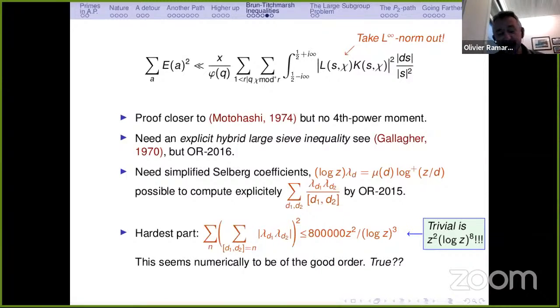But in fact, there's a simpler way. You can simply take the L infinity norm of L(s, chi) out, and then you're left with a square of a Dirichlet polynomial. And for that, you have the hybrid large sieve inequality of Gallagher in '70. It turned out that I worked out an explicit version of it. So everything is ready to be used.